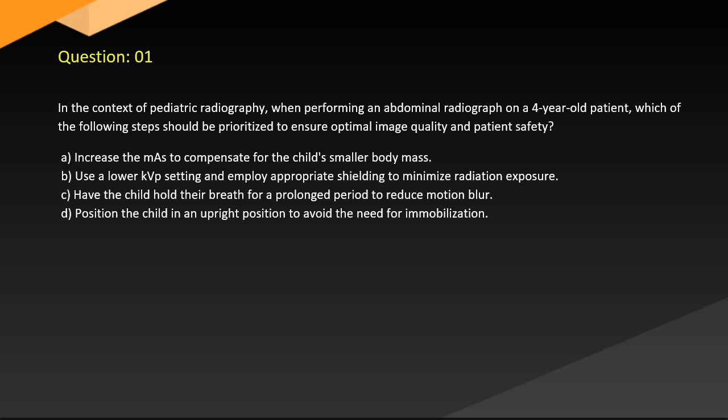A. Increase the mAs to compensate for the child's smaller body mass. B. Use a lower kVp setting and employ appropriate shielding to minimize radiation exposure. C. Have the child hold their breath for a prolonged period to reduce motion blur. D. Position the child in an upright position to avoid the need for immobilization.